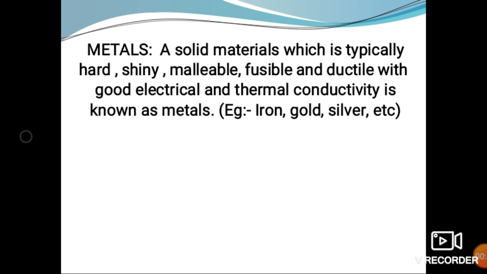So, from the definition, we know that metals are solid materials. Metals are solid materials which are hard and shiny, also malleable, fusible, and ductile. They are also good conductors of heat and electricity. That means they are materials which allow heat or electricity to pass through them easily. They are called good conductors of heat and electricity. That is called a metal.